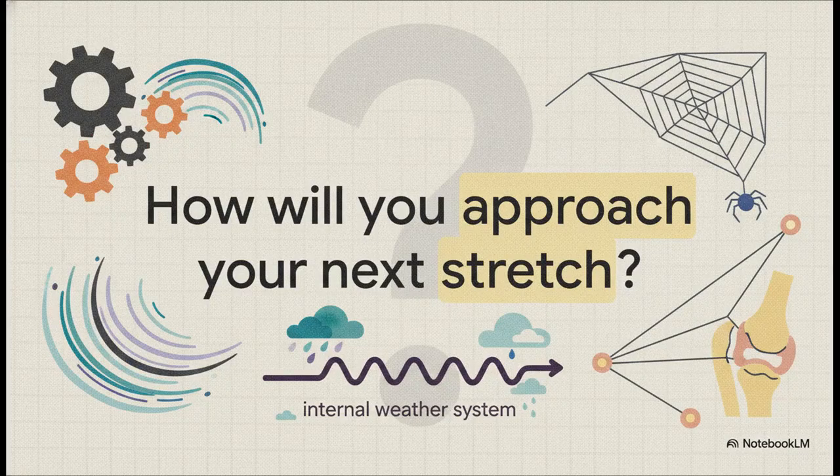We've covered a ton of ground today, shifting from rigid gears and levers to fluid weather systems and spider webs. The evidence is just overwhelming. Flexibility isn't about forcefully stretching parts in isolation. It's about tension literacy across your entire interconnected system. So I'll leave you with this provocative thought. If pulling one thread moves your entire web, how are you going to approach your very next stretch? Stop treating your amazing body like a machine of isolated parts and start exploring your internal weather system.